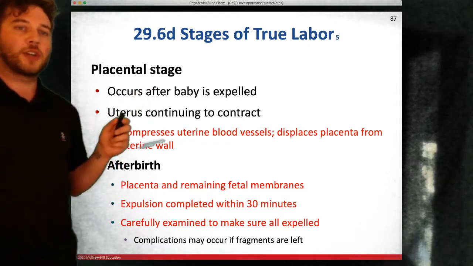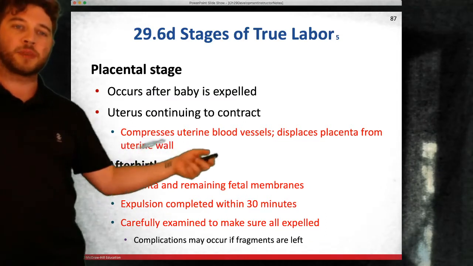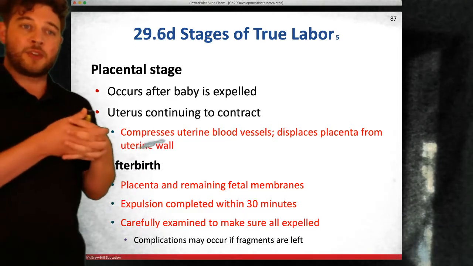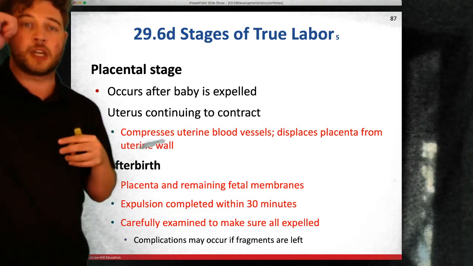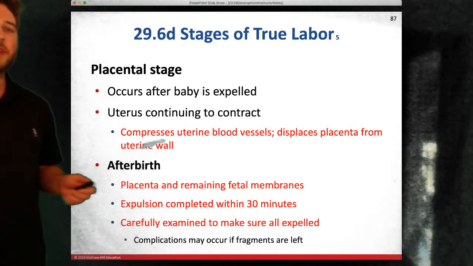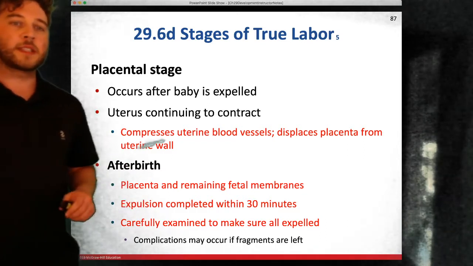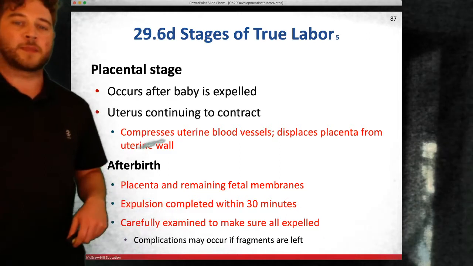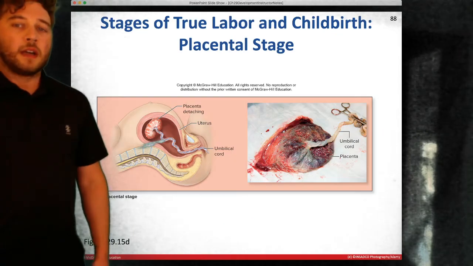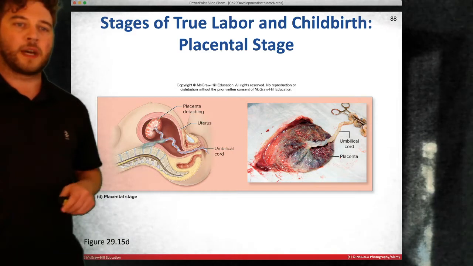The placental stage occurs after the baby is expelled. The uterus is continuing to contract, compressing the uterine blood vessels, which will help to displace the placenta from the uterine wall. Remember, it's ingrained and continuous with the functional layer of the endometrium, so you're having to shed all of that. After birth, the placenta and remaining fetal membranes are expelled, usually completed within 30 minutes. They are carefully examined to make sure all is expelled, because complications can occur if fragments are left. Yes, there is your placenta, your expulsion of the placenta. Remember, it's having to come out from the endometrial layer.